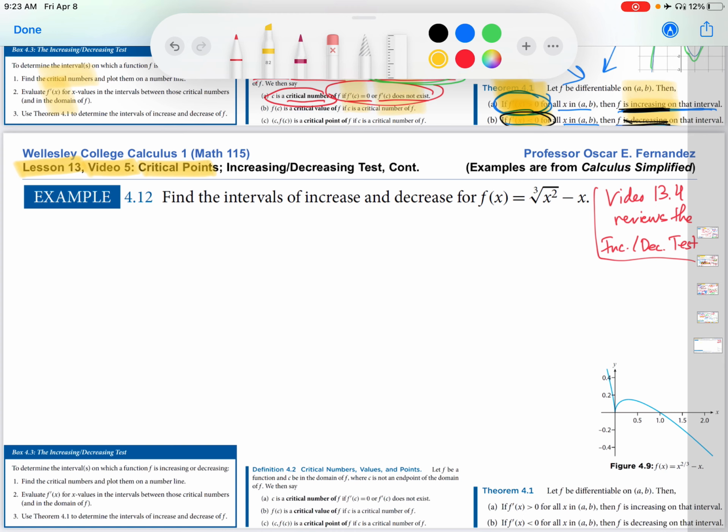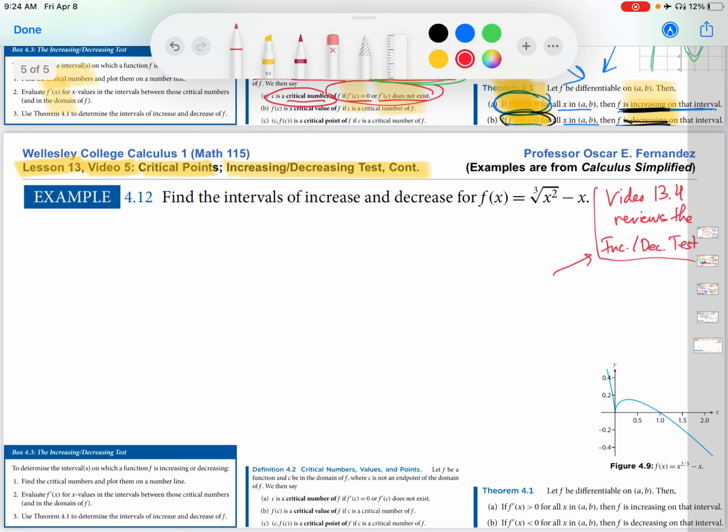We're still talking here about critical points and the increasing decreasing tests. So this is really just another example, 4.12 from Calculus Simplified, to help you get comfortable with these concepts. I am going to go a little faster in this video than I did in the previous one.